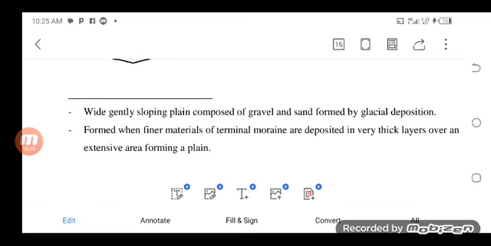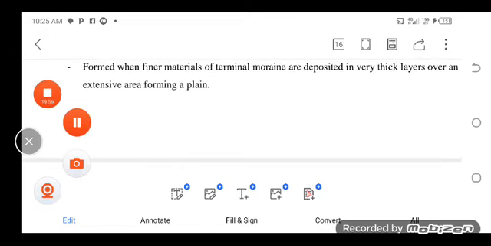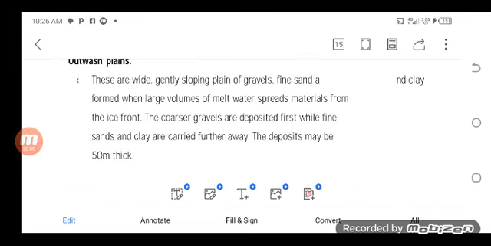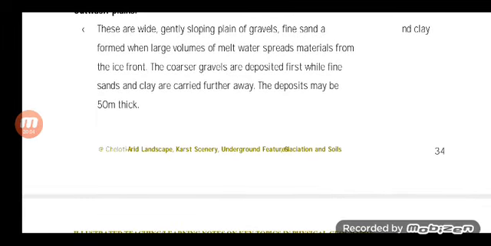Outwash plains, like this is a good example. So this is an extensive area formed when finer materials of terminal moraine are deposited in very thick layers over a wire. So we can define outwash plains as wide, gently sloping plains composed of gravel and sand formed by glacial deposition. How do they form? We'll see that in a few.